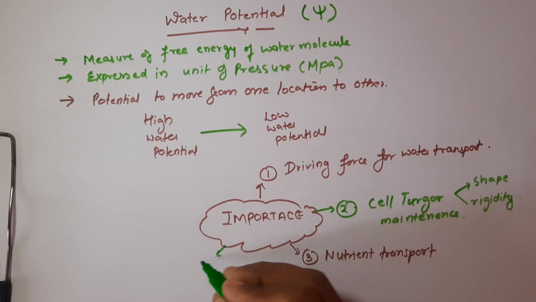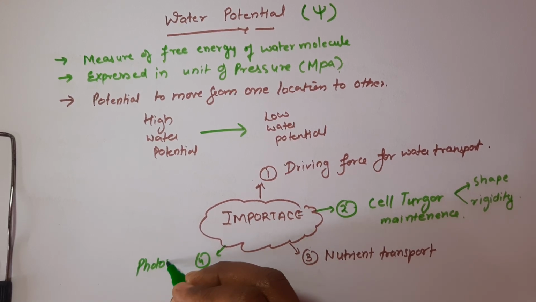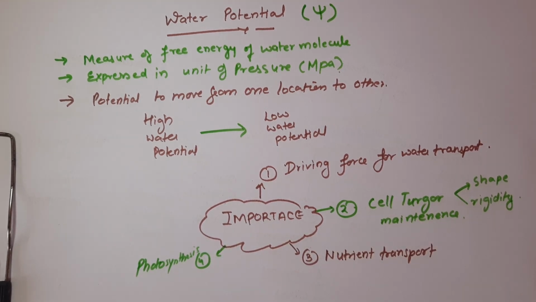The next is photosynthesis. We know what photosynthesis is: it is the process by which plants make food. I have already made a video on photosynthesis, on why it is considered the most important process, so you can check that video on my channel. But here we are going to discuss how water potential plays a crucial role in photosynthesis. Water is a reactant in the photosynthesis process.